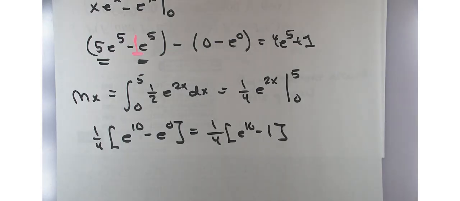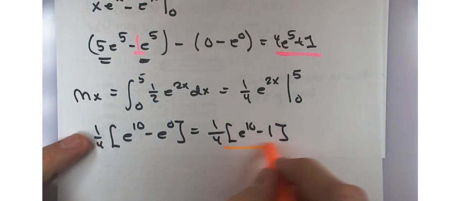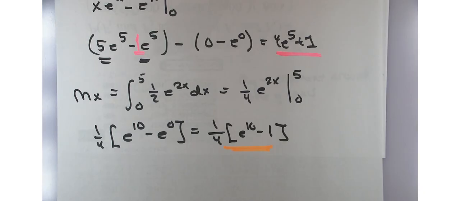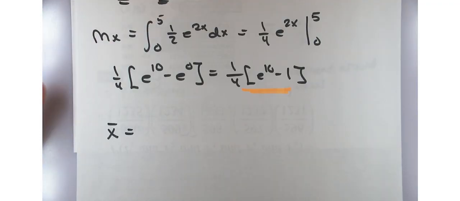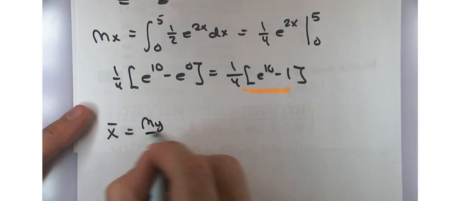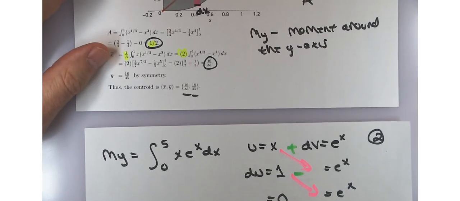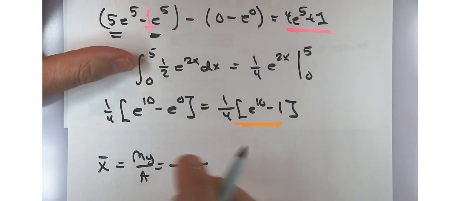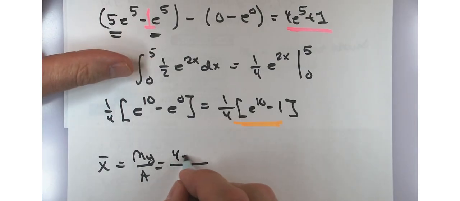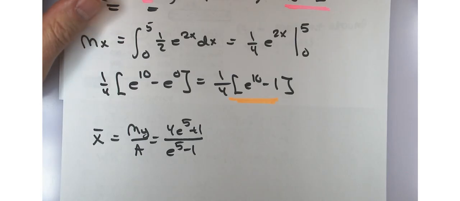So I've got my m sub y and my m sub x. Let's put that together to find x bar and y bar. X bar is going to be m sub y divided by, well, the area. I don't think I gave that a name, did I? Let me see. Yeah, divided by the area, just A. So it's going to be 4 e to the 5th plus 1 divided by e to the 5th minus 1. There's a nice household number for you.